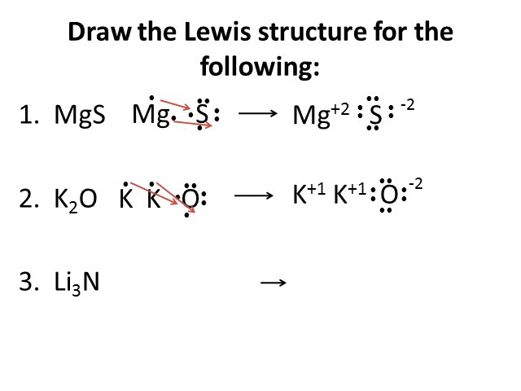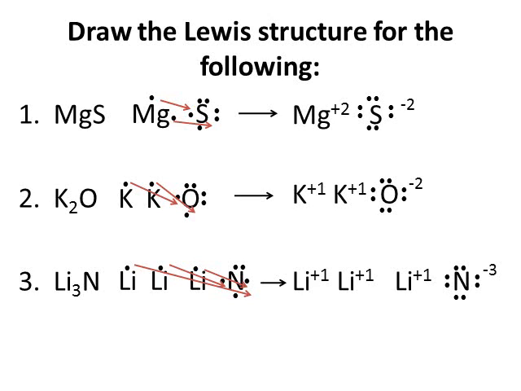Lithium nitride. Number 3. We have 3 lithiums and 1 nitrogen. Each lithium has 1 valence electron, while nitrogen has 5. So each of these 3 valence electrons from lithium is going to come over to the nitrogen. So each lithium donates 1 valence electron to nitrogen, and that leaves us with 3 lithium ions that have a +1 charge and a nitrogen ion called nitride that has 8 dots with a -3 charge.